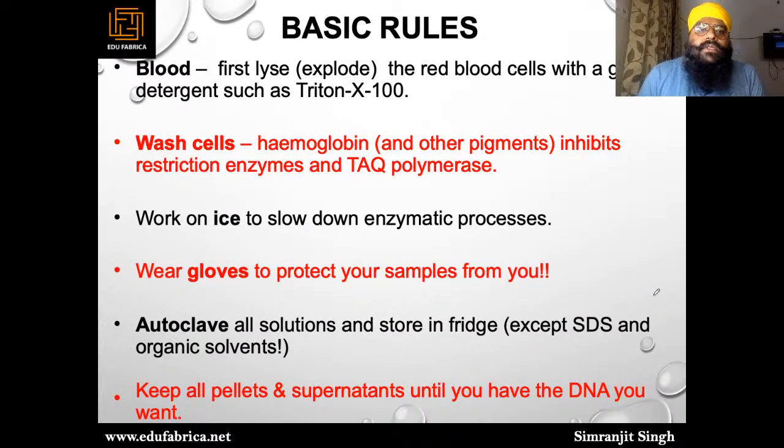Then the basic rules. For blood, first lyse the red blood cells with a gentle detergent such as Triton X-100. Then wash the cells, as hemoglobin inhibits restriction enzymes and Taq polymerase. Work on ice to slow down enzymatic processes. Wear gloves to protect your samples from you, and autoclave all solutions and store in the fridge. And keep all pellets and supernatants until you have the DNA that you are looking for.